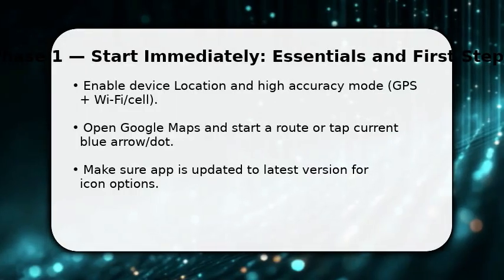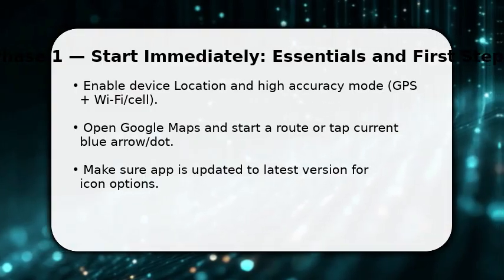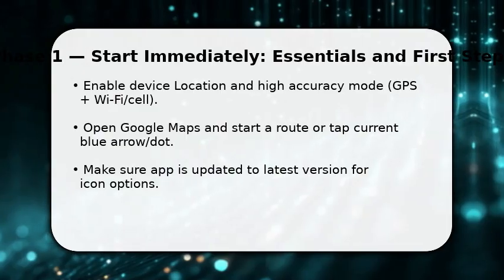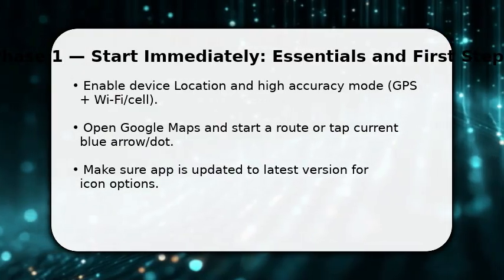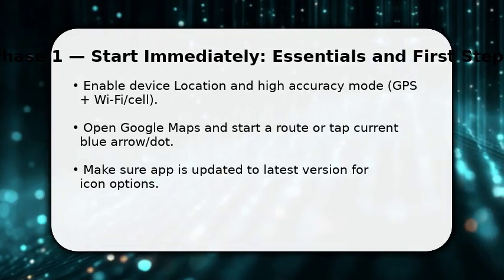You start by turning on location and setting high accuracy. This ensures the arrow reflects true heading. Once done, open Google Maps and load a route, or simply tap your blue dot so the navigation UI appears. Make sure the app is up to date.